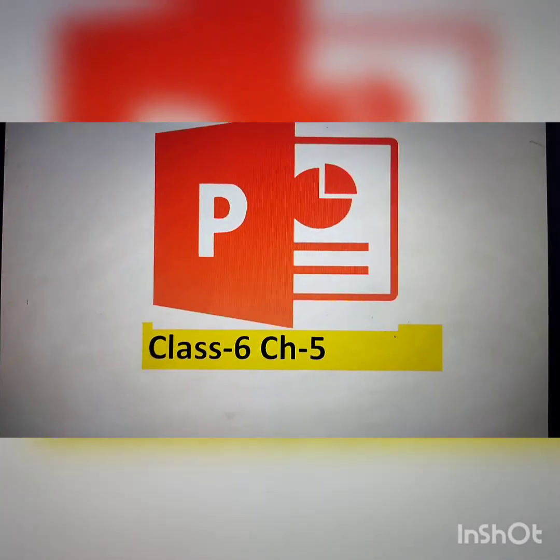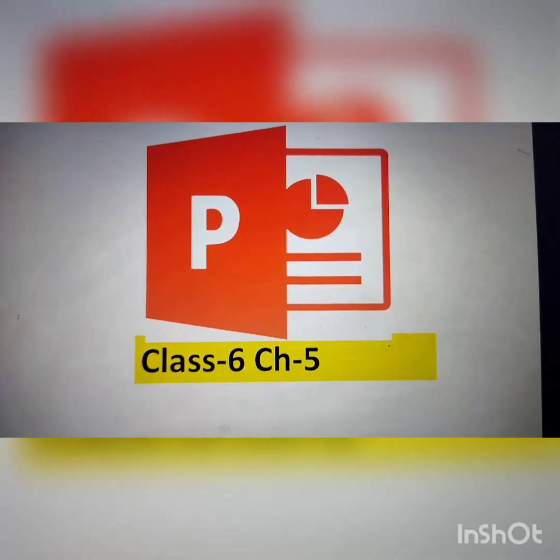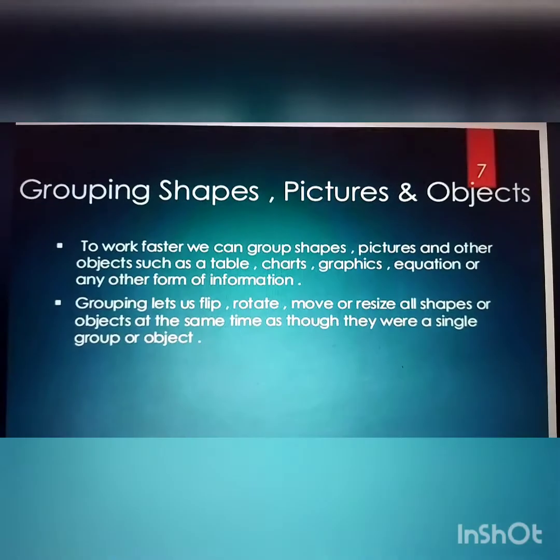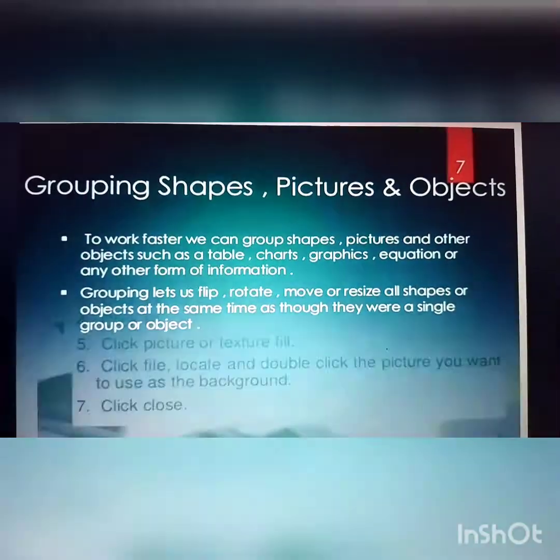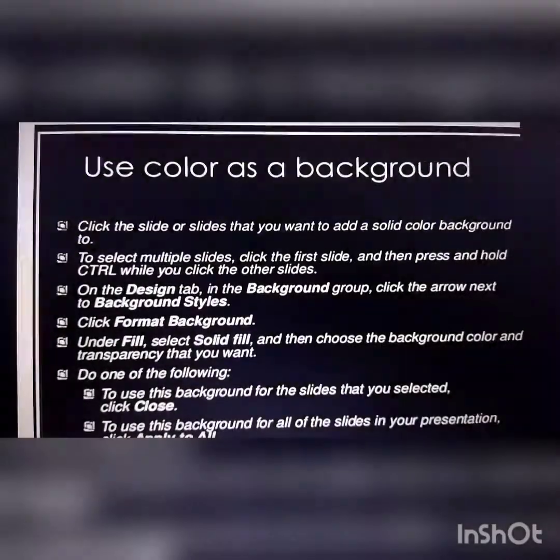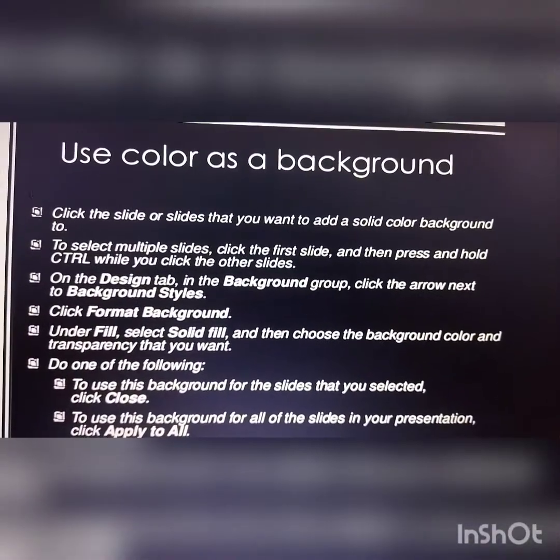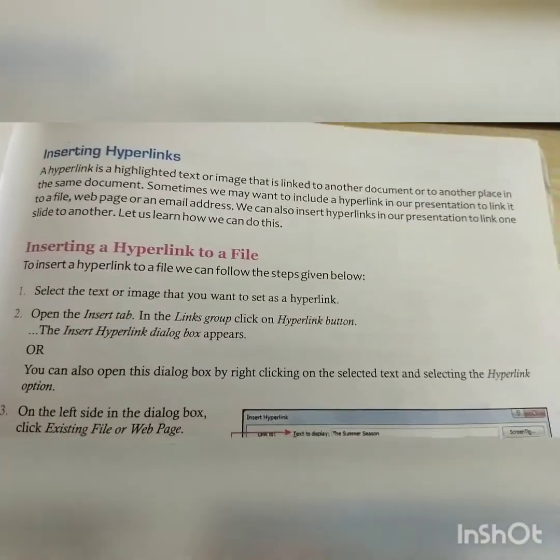So class 6, chapter number 5: PowerPoint advanced features. Students, in the last class we learned about grouping shapes, pictures and objects, then pictures as a slide background, and using color as a background. Now students, today we are going to start this topic, inserting hyperlinks, and the important terms.